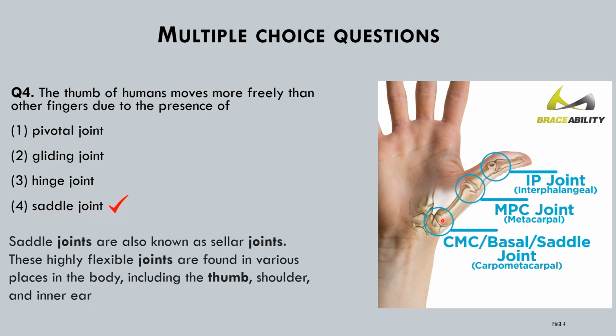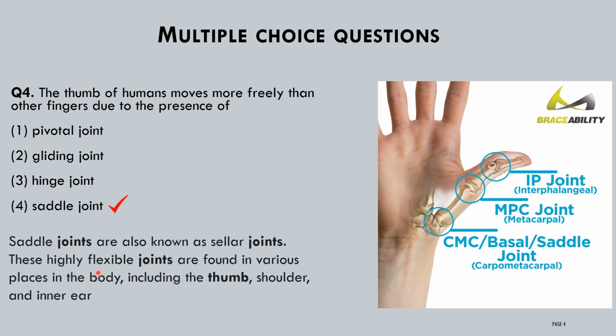You can see here three different joints responsible for the movement of the thumb. This is the main one, the saddle joint. It is responsible for free movement of the thumb. You can move the thumb front, back, left, right, and even in a circular form also. Saddle joints are also known as sellar joints.